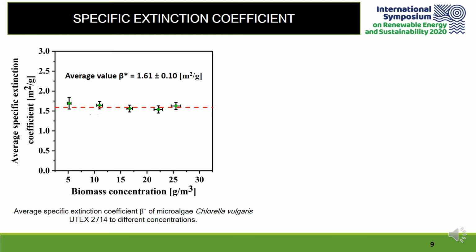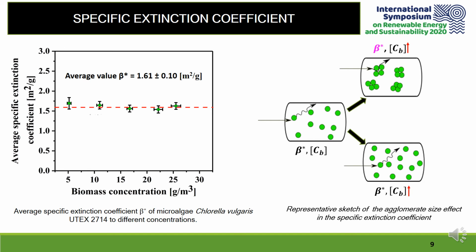The value of the specific extinction coefficient depends on the particle size, and this could change with the formation of agglomerates that can form when the concentration of biomass increases. This phenomenon is depicted in the figure on the right side, in which two cases are presented. Number one, increased biomass concentration that produces agglomeration, and as a result of this, the value of the extinction coefficient can change. In number two, the biomass concentration increases, but the value of the specific extinction doesn't change.